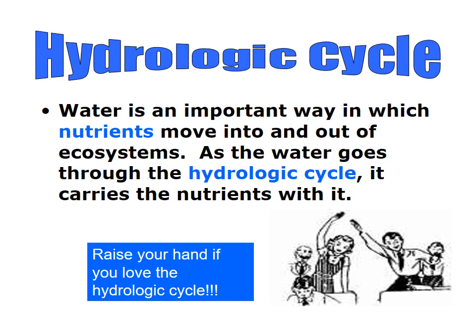Not only is water moving, but water also carries other things. So water is actually an important way that other nutrients can move in and out of an ecosystem. It can carry phosphorus, it can carry nitrogen, it can even carry carbon. So as the water goes through the hydrologic cycle, it can actually carry nutrients with it.